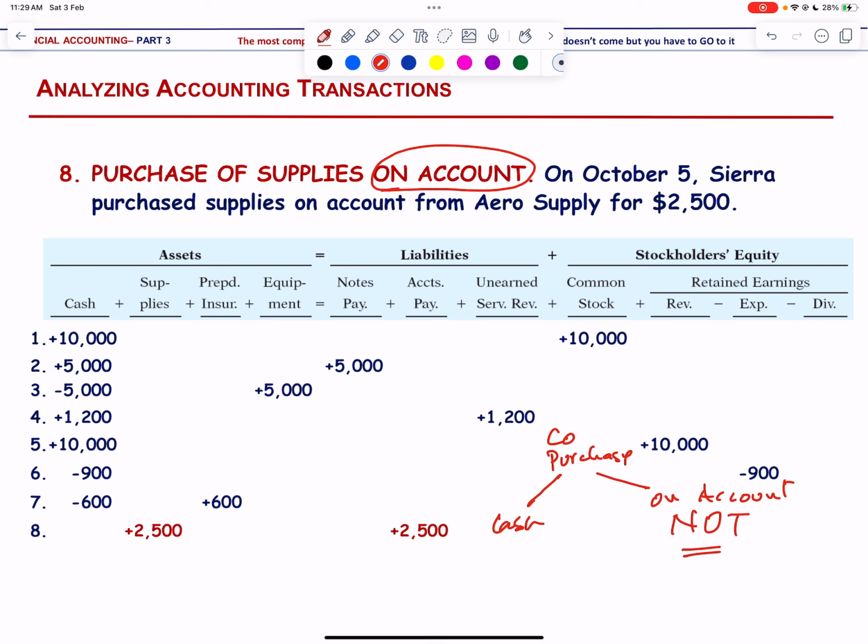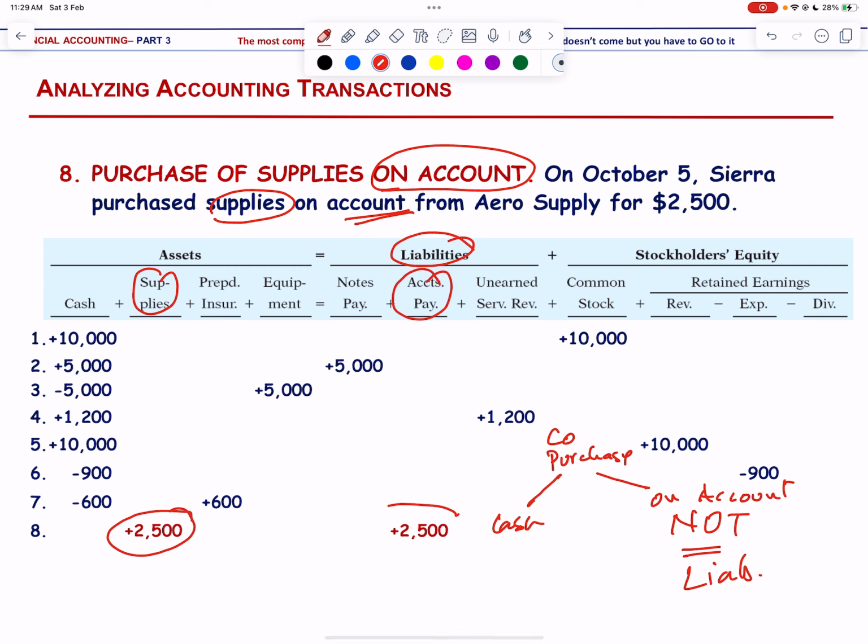And if it is not for cash, then this is a liability by the name accounts payable. So you can see that they are purchasing supplies. Supplies is an asset, and that is increasing by 2,500. And they are purchasing on account. On account means not for cash, and this is a liability, accounts payable, and this is increasing because our liability is increasing because we are not paying. We have to pay this amount.